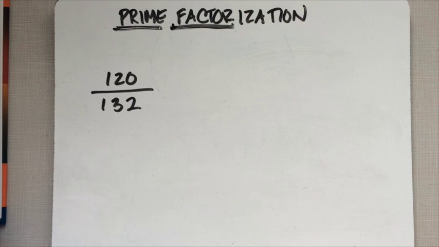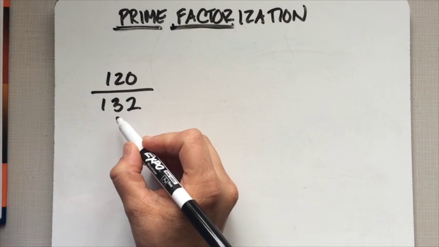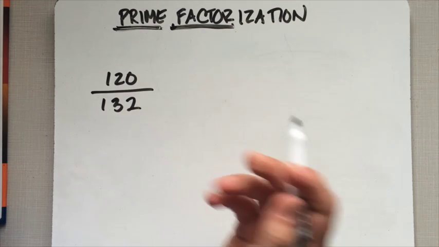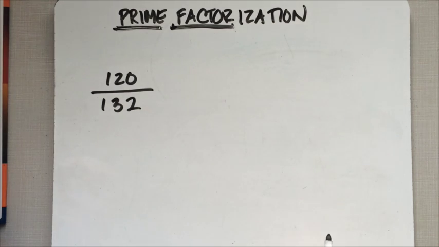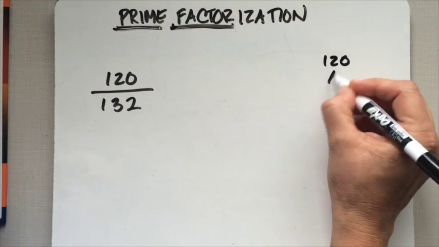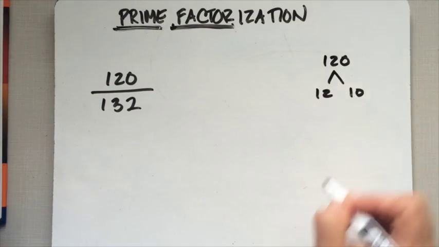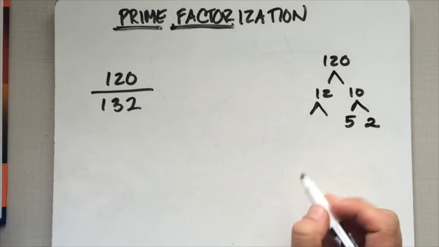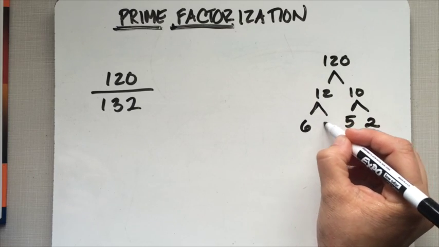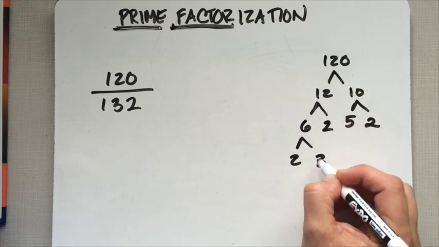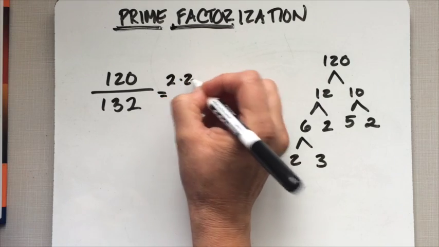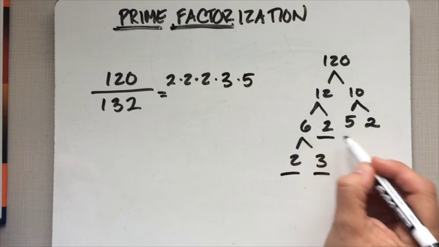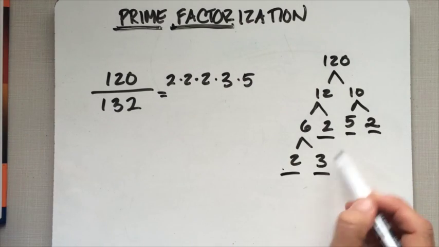All right, let's try it with a harder one. So this one's going to take more effort in the prime factorization, but it would also have taken more effort to simplify it by dividing over and over again. So let's look at 120. It's got that 0 at the end, so I'm going to say that's a 12 and a 10. All 10s are a factor of 5 and a factor of 2. The 12, we could say maybe 6 and 2, and 6 is 2 and 3. So my factors are going to be 2 times 2 times 2 times 3 times 5.